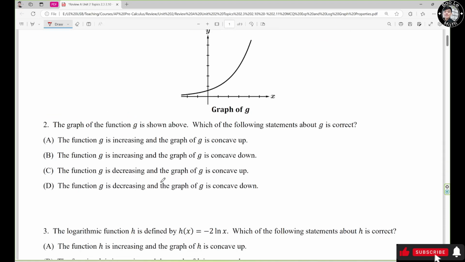Now let's move on to question number 2. The graph of the function g is shown above. Which of the following statements about the function g is correct? Alright, the function is concave up, which means the rate of change is increasing, right? Now we need to cross out b and d because it says the function is concave down, right? Now draw the tangent line, and you see that the slope is positive, which means the function is increasing, right? So the answer must be A.